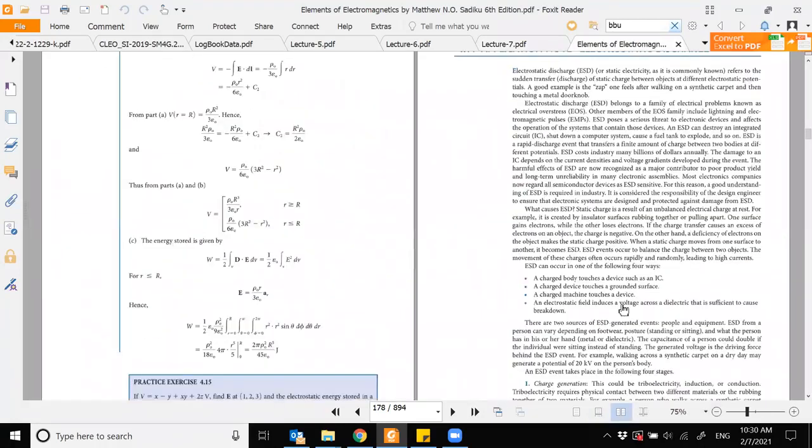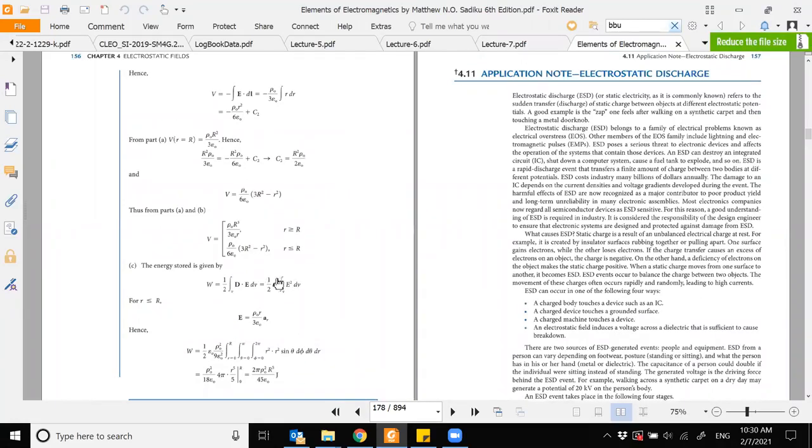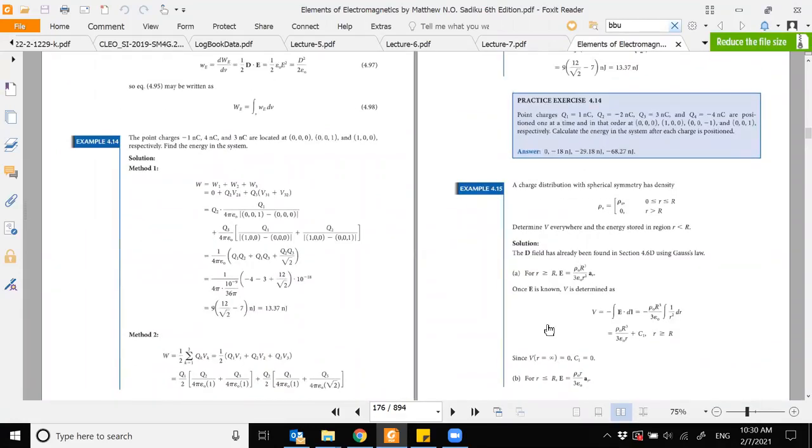I think there is one example on that. Here, if I'm not mistaken, there is an example. So please go and have a look at this example.